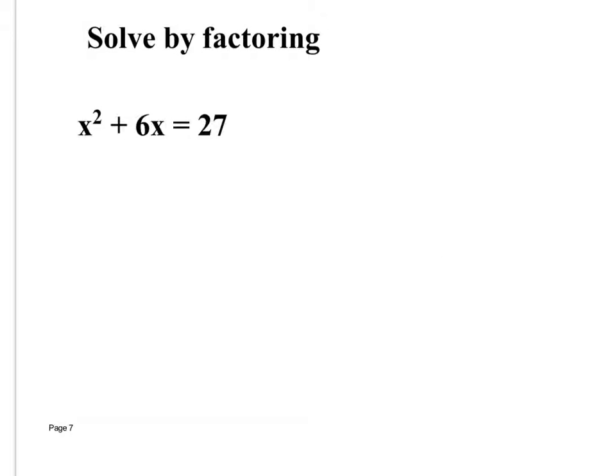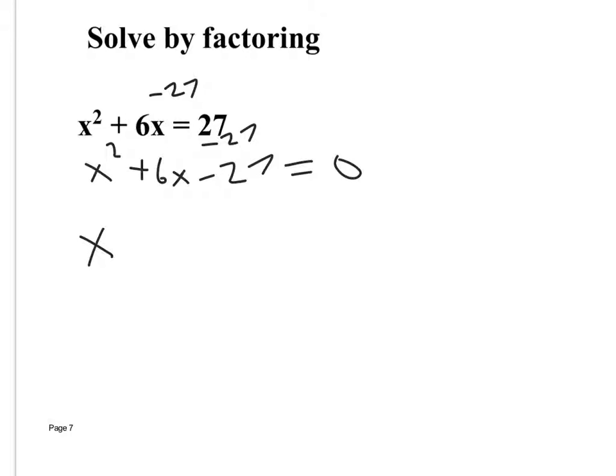Solve by factoring. So now we're going to solve for x, what would make the equation true. So again, just like yesterday, we always have to set these equal to 0. So to do that, I'd have to subtract 27 from both sides. Now it looks like a quadratic equation. It looks like x squared plus bx minus c. Now, when c is negative, it means that one of them's going to be positive, one of them's going to be negative. And seeing that b is positive, I know that the bigger number's got to be positive.